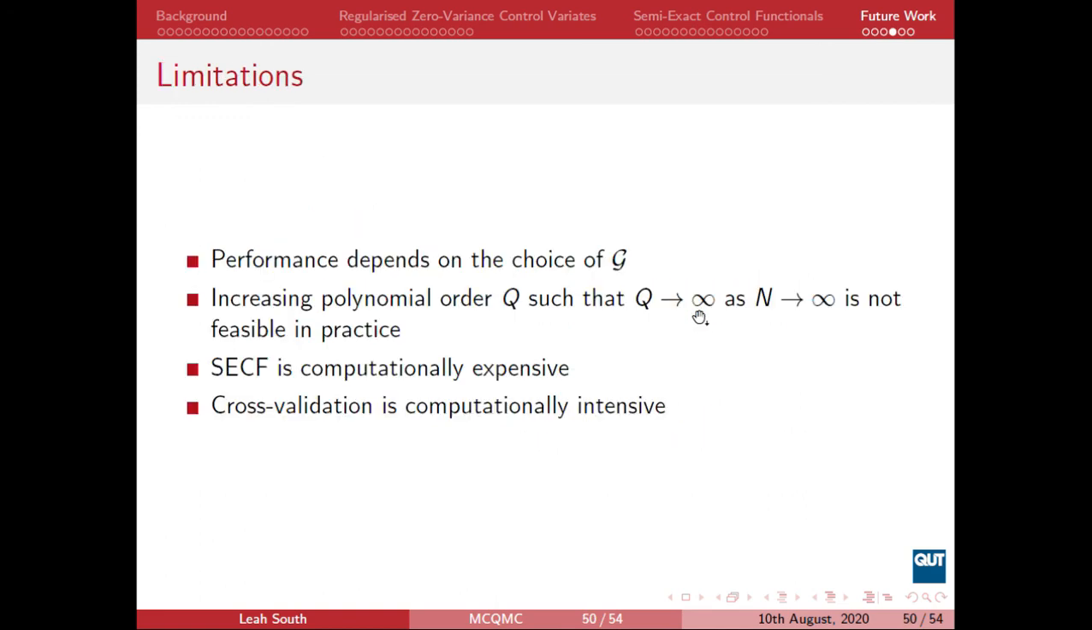And the limitations of these methods are that the performance depends on the choice of your function g. So there might be other approaches that you could look at besides choosing from a reproducing kernel Hilbert space or from a polynomial that might go well. Increasing the polynomial order to go to infinity as the number of samples goes to infinity isn't actually something that's feasible to do in practice when you get very large sample sizes, because it's computationally expensive to perform. Semi-exact control functionals is computationally expensive, although see FX's talk coming up in this session on ways to speed that up. And cross-validation to choose the best polynomial order approach is also computationally intensive.